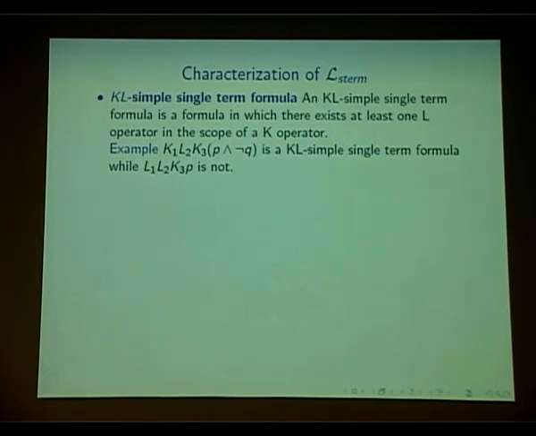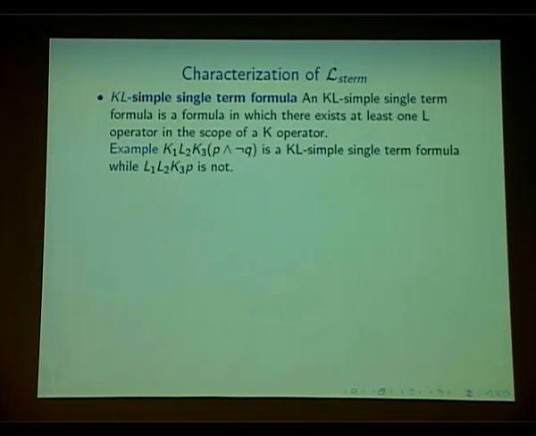Now a KL simple single term is a formula where you have at least one L operator in the scope of a K operator. An example of this would be K1, L2, K3, where L2 is in the scope of K1. So this is a KL simple single term, whereas in L1, K2, K3, you don't have any L operators in the scope of a K operator, so it's not a KL simple single term formula.